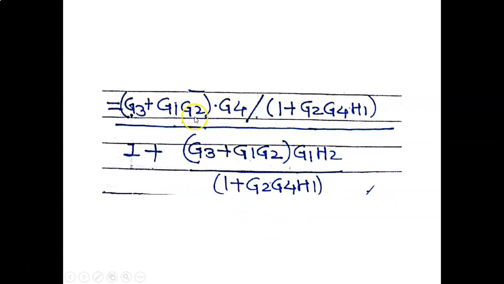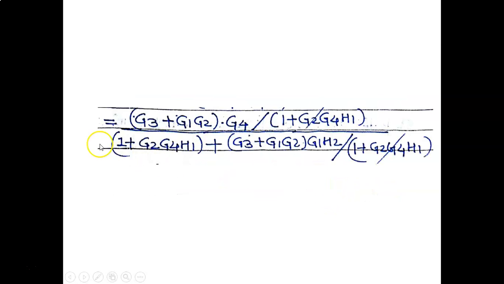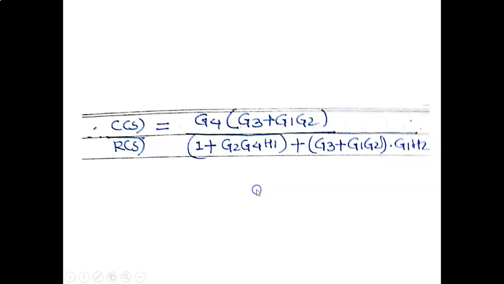Therefore G3 plus G1 G2 into G4 divided by 1 plus G2 G4 H1, divided by 1 plus G3 plus G1 G2 into G1 H2 divided by 1 plus G2 G4 H1. Therefore G3 plus G1 G2 into G4 divided by 1 plus G2 G4 H1, divided by 1 plus G2 G4 H1 plus G3 plus G1 G2 into G1 H2 divided by 1 plus G2 G4 H1.